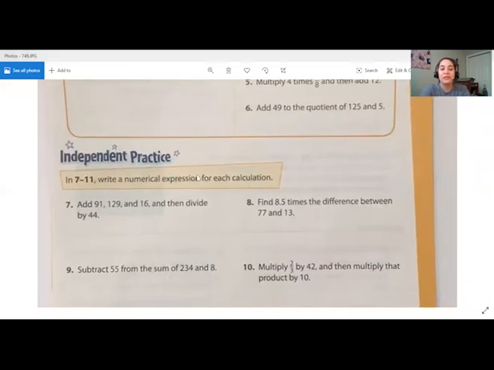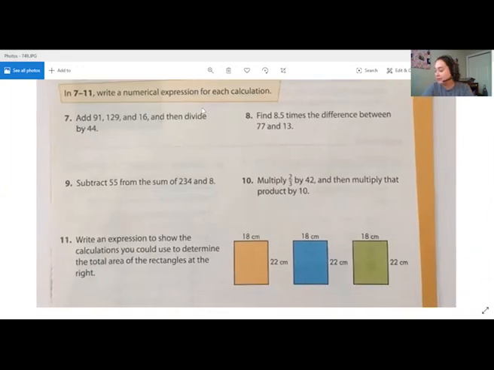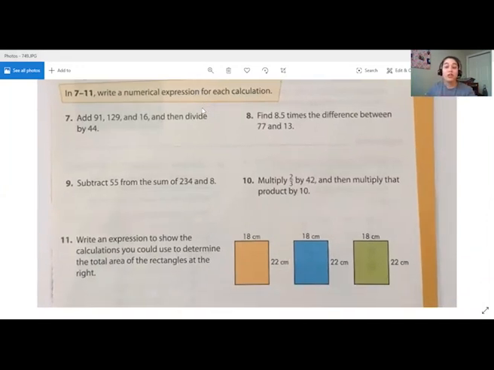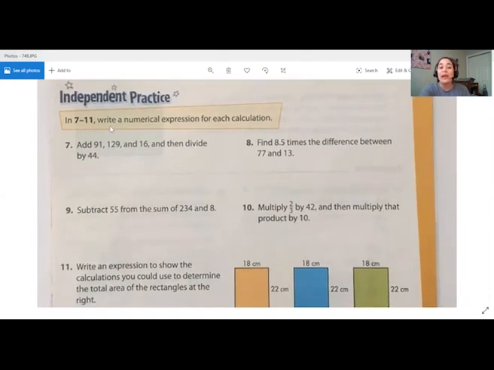Look down below. This is the one that you are doing the practice problems for. On your pacing guide, your directions tell you for this page, 749, you are picking 3 from 7 to 11. All you're doing is writing a numerical expression, just like we did above. Let's go ahead and look at the back side of this page.